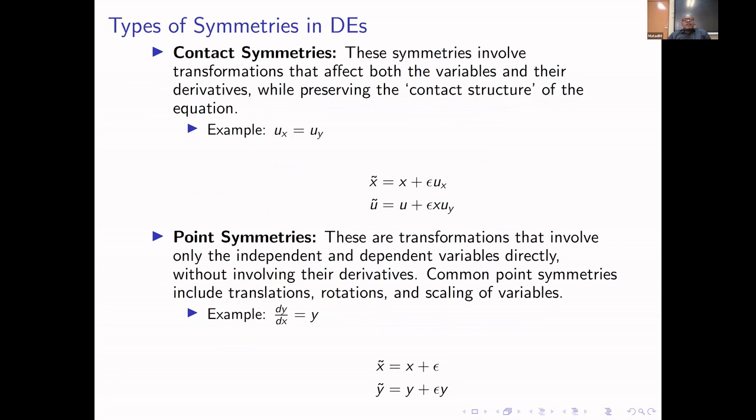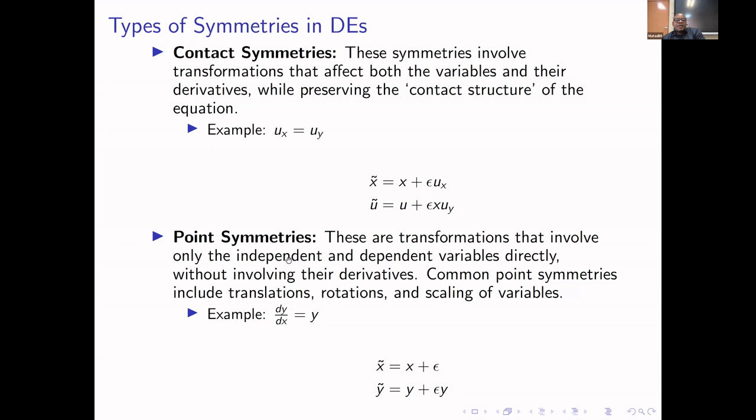Now, these are the types of symmetry that we have. This is very useful because I'm going to use it when I talk more about hidden symmetry. Let us highlight what a contact symmetry is: basically a transformation that involves both a variable and its derivative. For instance, if you look at this first order PDE here, you can see that those transformations involve both independent and dependent variables and also their derivative.